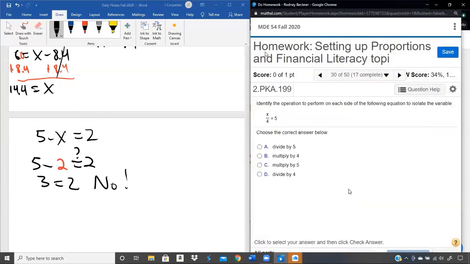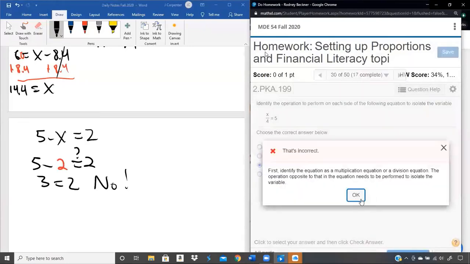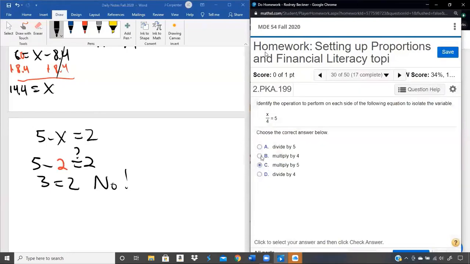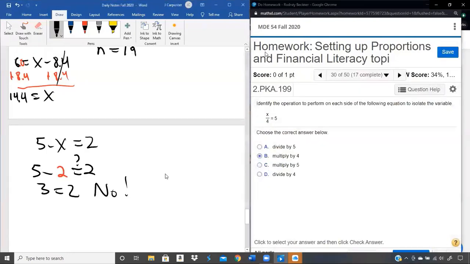Be funny if it was wrong, right? This one, identify the operation. So this is x divided by 4. Because what you see is a division, you need to multiply. Do you multiply by 5? Question mark? Question mark? Hint? Inflection in voice? No. Multiply by 4. We have to do it this way.